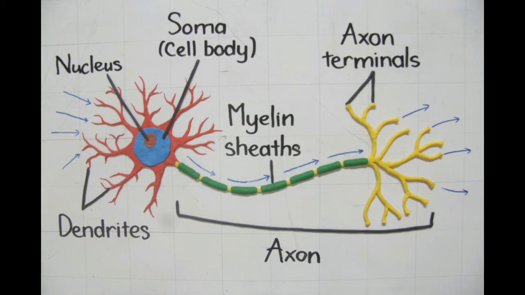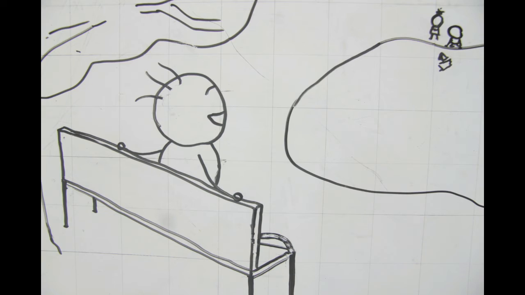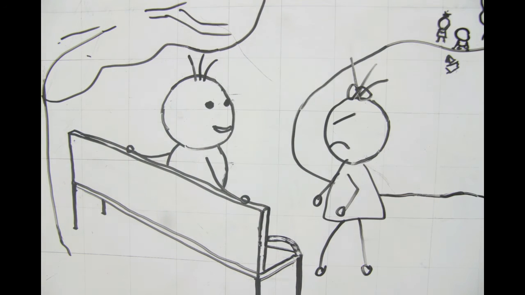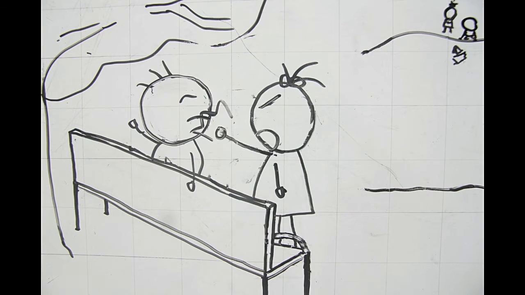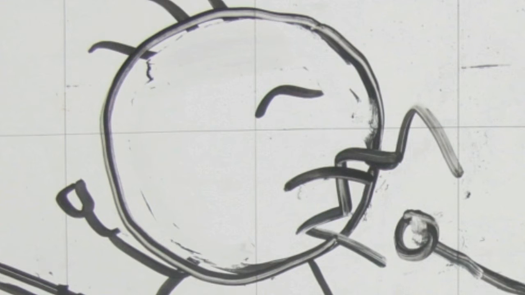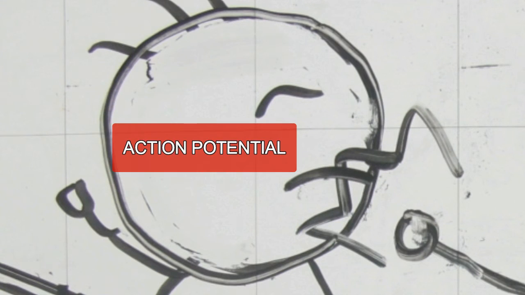Now, let's have an example of how we have memories. Imagine that you are relaxing on a bench when your best friend suddenly appears and punches you in the face. The first thing you realize is the pressure of her fist. Through a special mechanism, an action potential is created in the nearest sensory neuron. So what is an action potential?